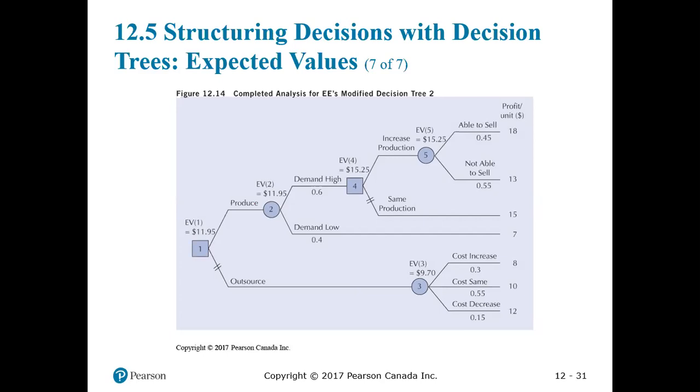That 15.25 would become the expected value at node 4 because 15.25 is greater than the expected value of same production, which is 15. So in that case, we are not going any further with same production. We place two slashes on that branch, just above node 4.